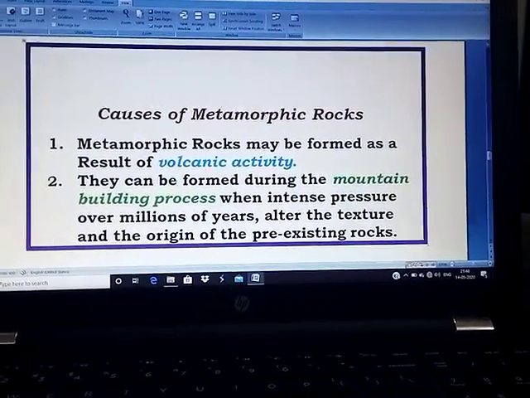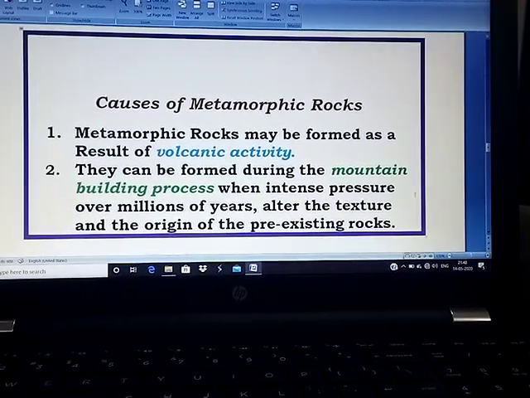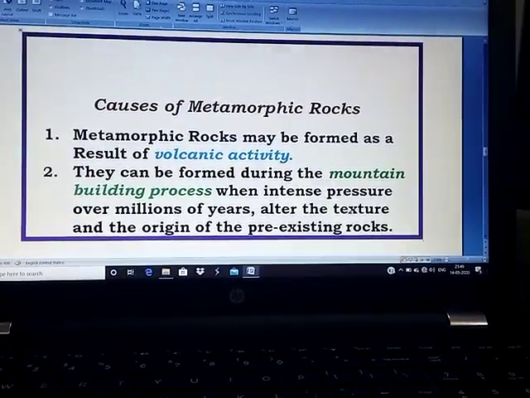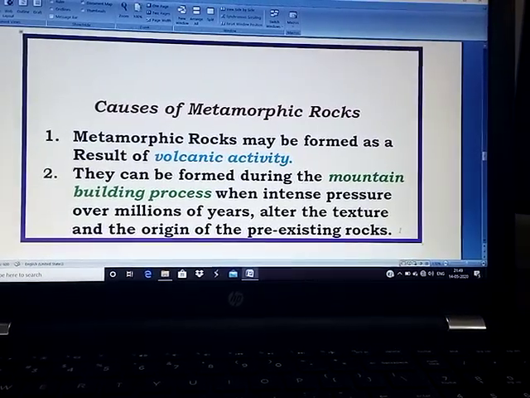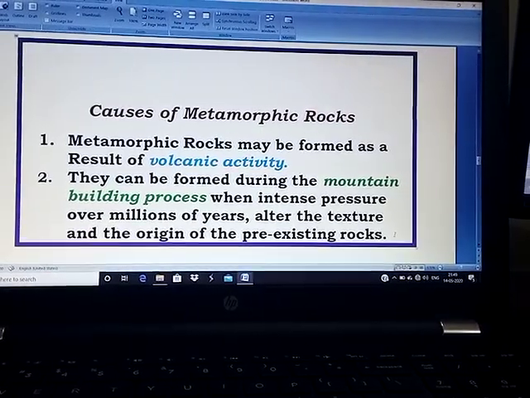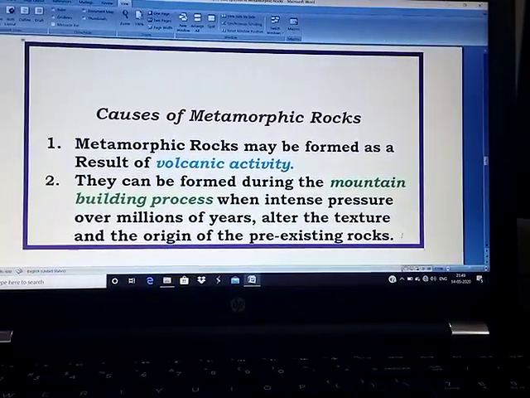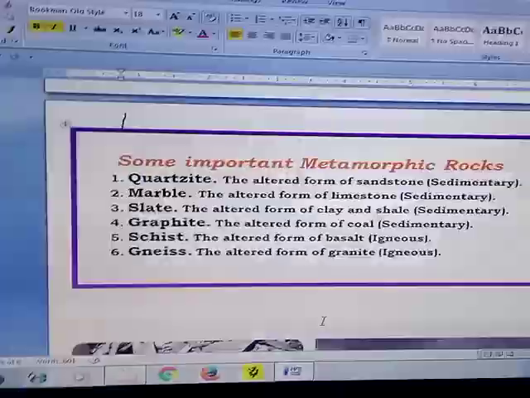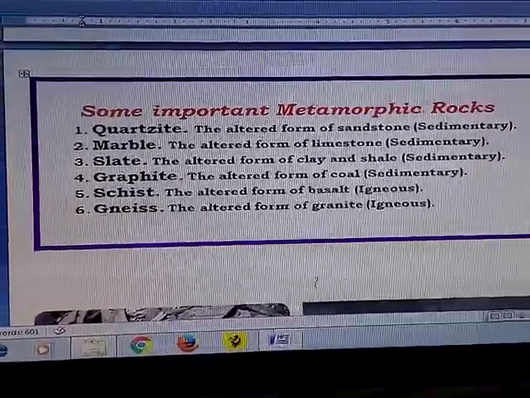So metamorphic rocks can be formed during the mountain building process when intense pressure over millions of years alters the texture and the origin of the pre-existing rocks. So metamorphic rock is a new form of rock of the old one which was already existing. And if you take some examples here, then we can find how there are some metamorphic rocks, you can very clearly understand what we are talking about, what is pre-existing rock and what is getting changed and altered.